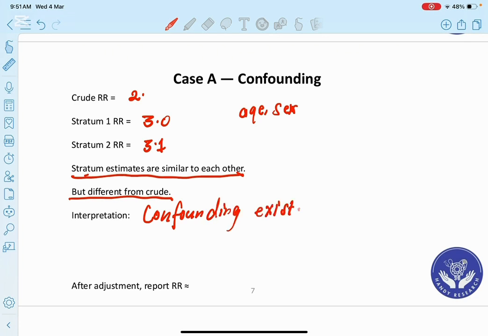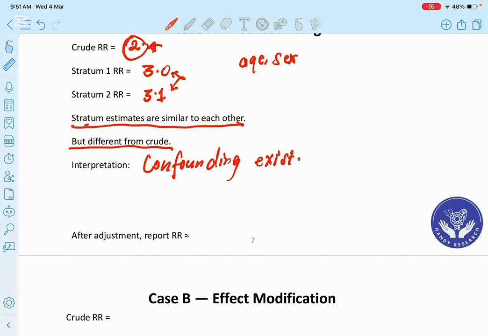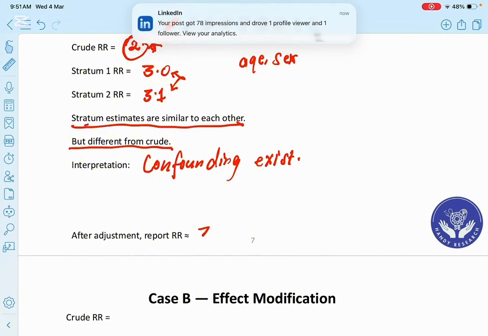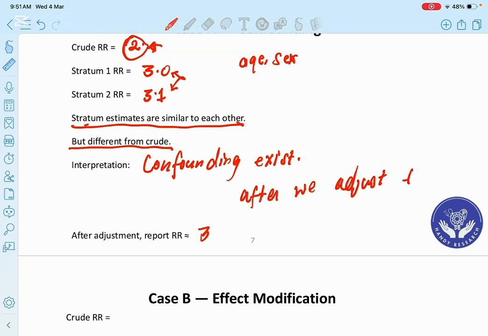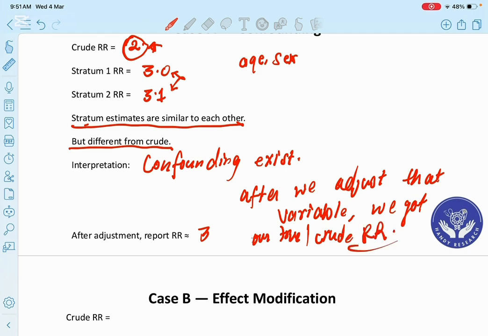The strata are deviated from the crude risk ratio, but they are quite similar to each other. They differ from the crude one. That's why it is confounding. The crude estimate was distorted, but after adjustment, the risk ratio is 3. So after we adjust for that variable, we get the true risk ratio. That's why that is confounding.